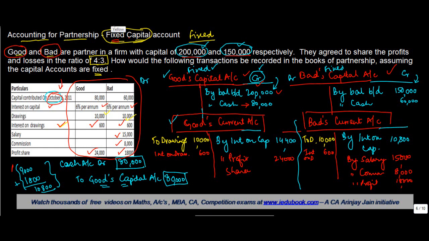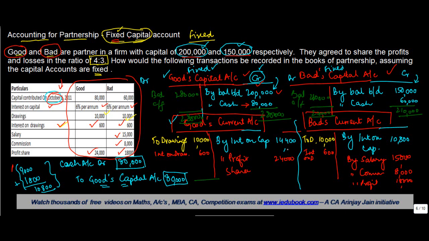right? Now you can just do the totaling of these accounts. Let me just quickly do this for you. So if I look at it, 200,000 plus 80,000 will be 280,000. This has to be balanced, so you put in 280,000 here also. There's nothing here, so we write 280,000 as balance carried forward. Similarly, 150 plus 60, 210,000. 210,000 balance carried forward. 210,000.